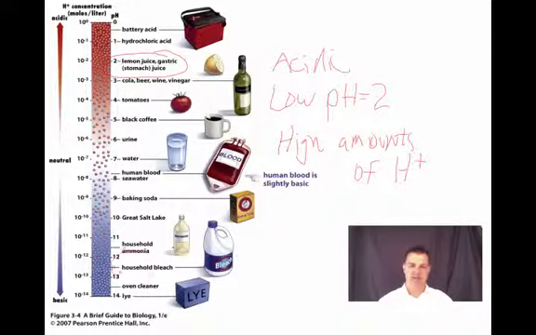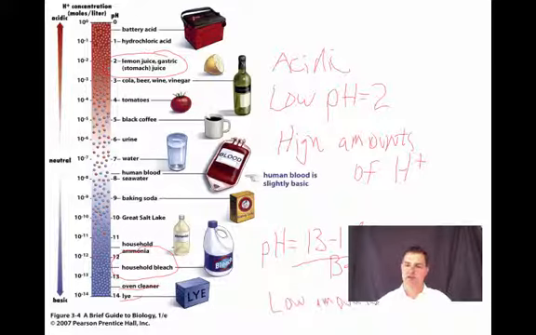Something that is basic, say household bleach or oven cleaner or lye, the pH of those tends to be very high, 13, 14. Those are what we call very basic, or you'll also see the term alkaline. And those have a high pH and low amounts of hydrogen ions. So you should familiarize yourself with this chart and understand what a pH of 7 is, which is neutral. That would be like water.